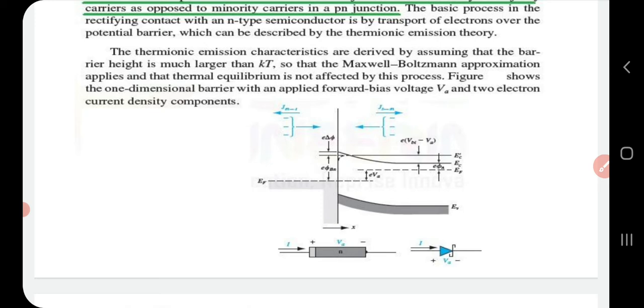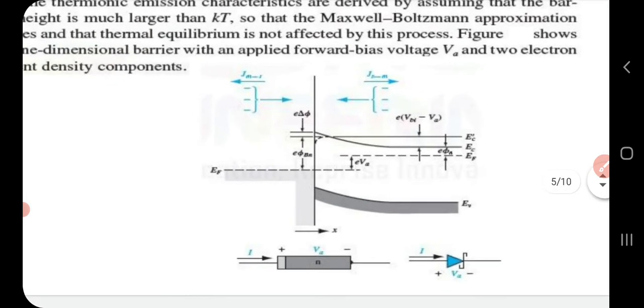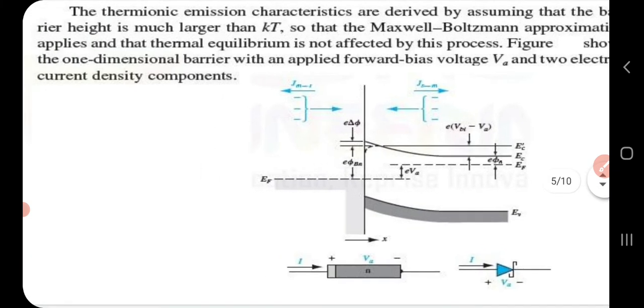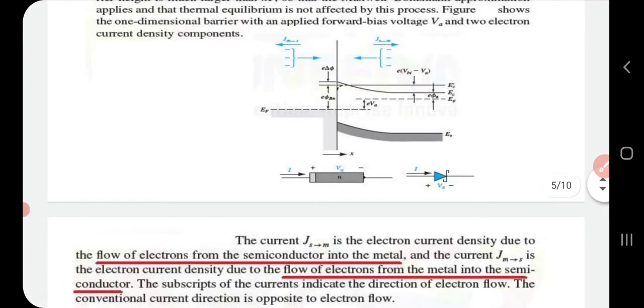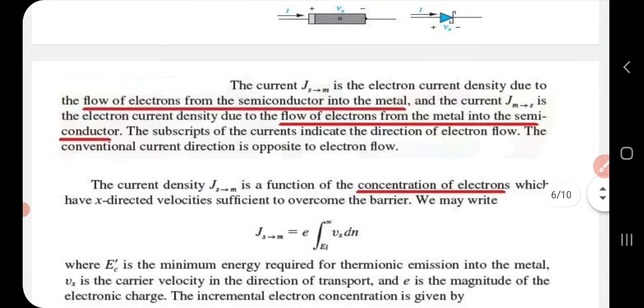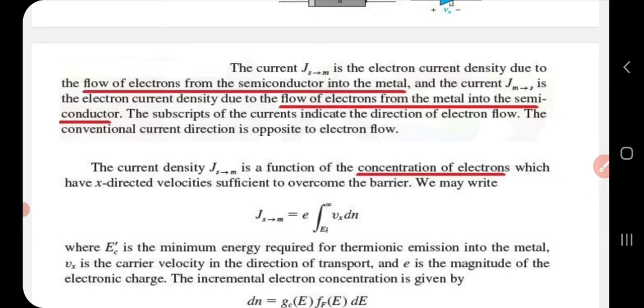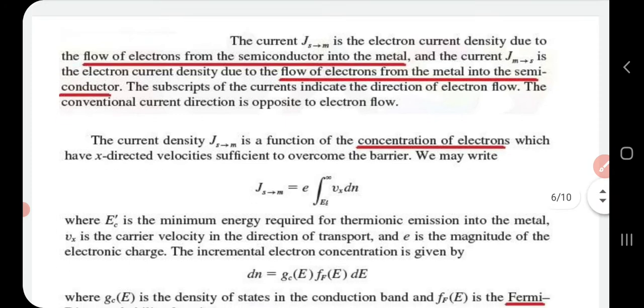The figure shows a one-dimensional barrier with an applied forward bias voltage V_A and two electron current density components. Here J_S→M is the current density due to the flow of electrons from semiconductor to metal. Then naturally J_M→S will be the flow of electrons from metal to semiconductor, just the reverse.